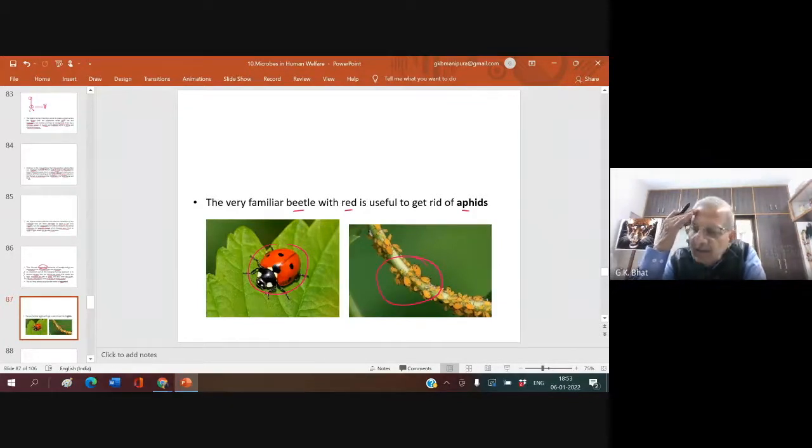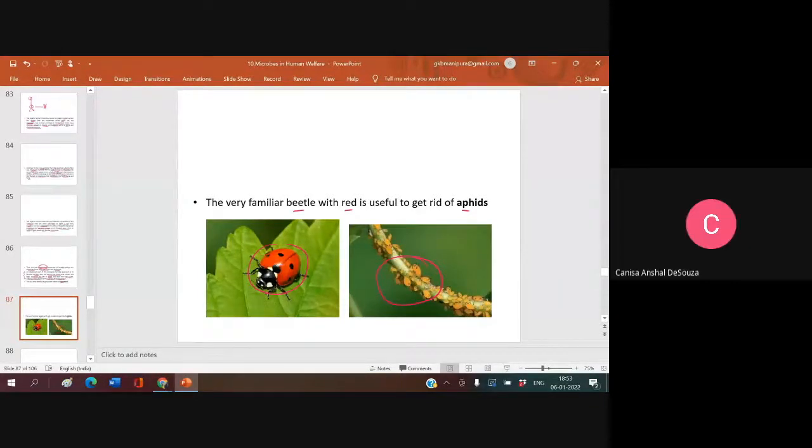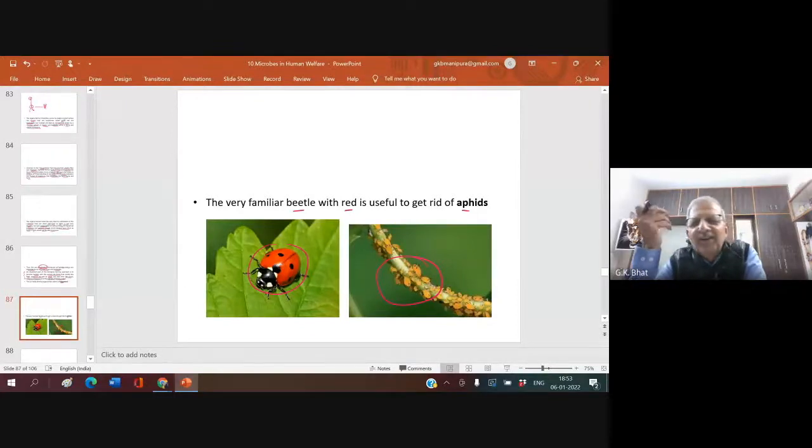Have you seen any one of you? Canisa? Yes, sir. Have you seen the aphids? No, sir. Anyone? Anyone try to see aphids? Anyone? Okay, right.